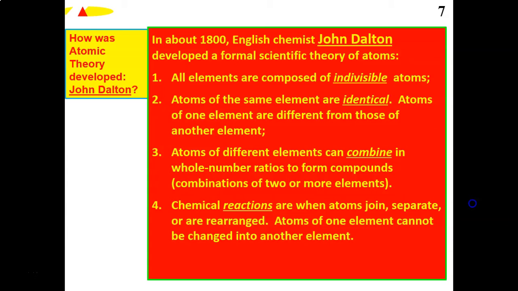Finally, number 4: chemical reactions are when atoms join, separate, or are rearranged. Atoms of one element cannot be changed into another element. Again, that's essentially true. When we split an atom, say uranium, for example, we can create plutonium. That's a different element, but that's very, very rare, and that's not the general thrust of chemistry. But he is absolutely correct that reactions are when atoms join, separate, or rearrange. He didn't know how they did this. He just theorized that that's what was going on.